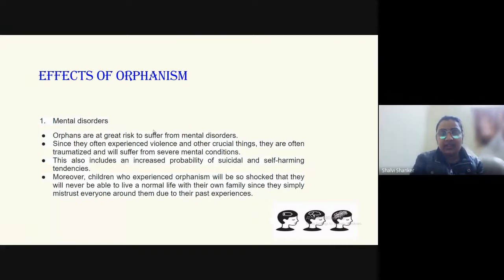This includes an increased probability of suicidal thoughts and self-harming. Moreover, children who experience orphanhood will be shocked that they will never be able to have a normal life with their family, since they simply mistrust everyone around them due to their past experiences.